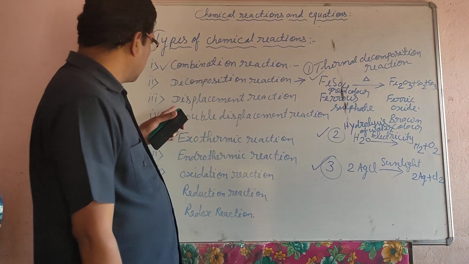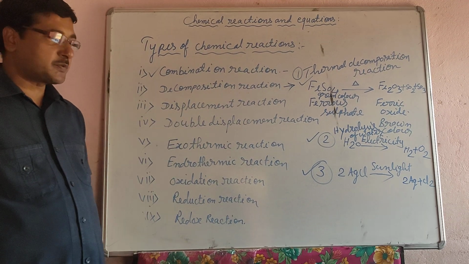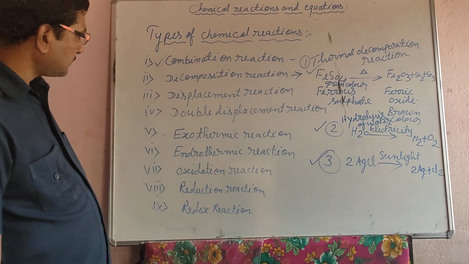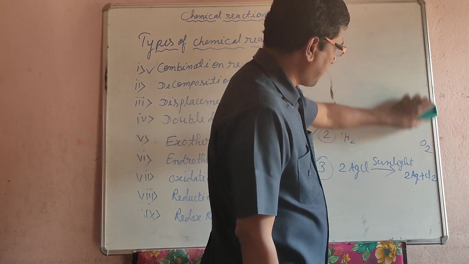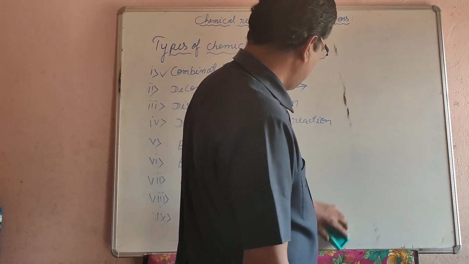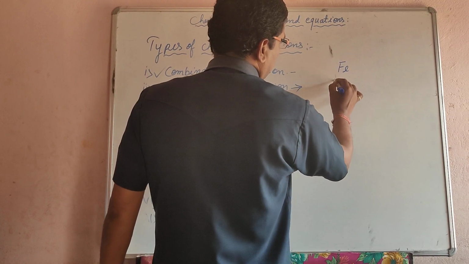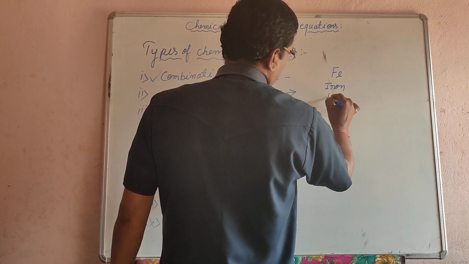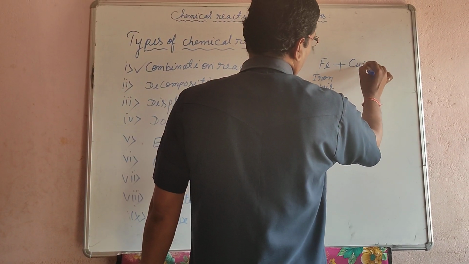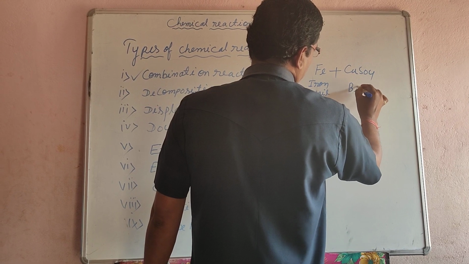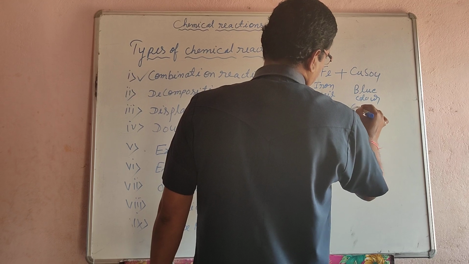Next, come to the third type of chemical reaction, that is displacement reaction. Let me explain the displacement reaction by giving an example. If you take an iron nail placed in the solution of copper sulfate, which is blue in color, copper sulfate.